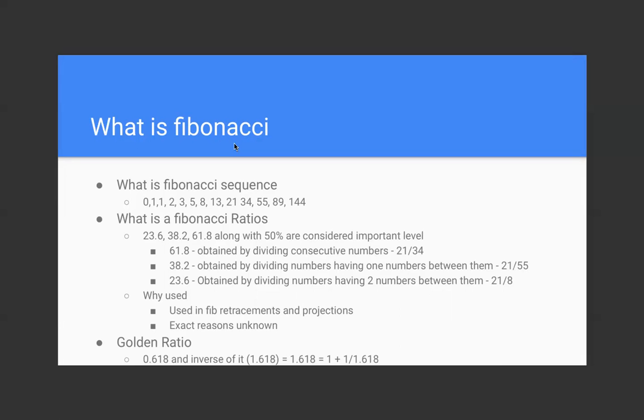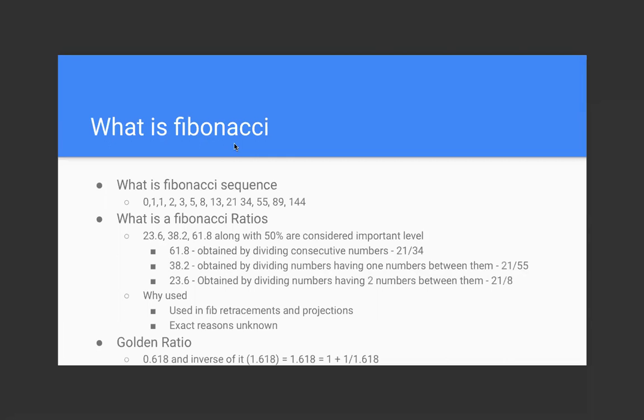If you look at any Fibonacci, you will always have these three levels: 23.6, 38.2, 61.8. And if you go further, they talk about something called 161.8. How did they get these levels? Basically, 61.8 is what you get by dividing consecutive numbers. For example, if you divide 8 by 13, it will be 0.618. If you divide 13 by 21, it will be 0.618. If you divide 21 by 34, it will be 0.618.